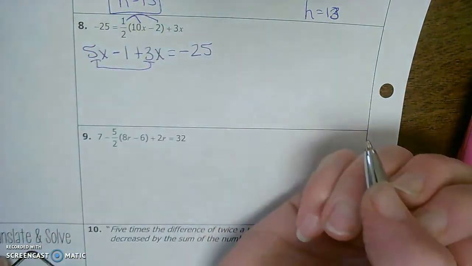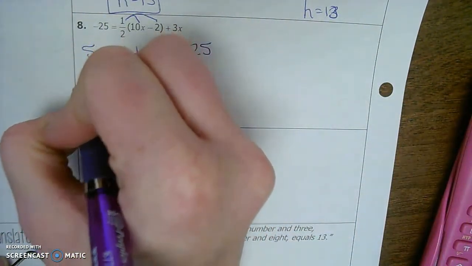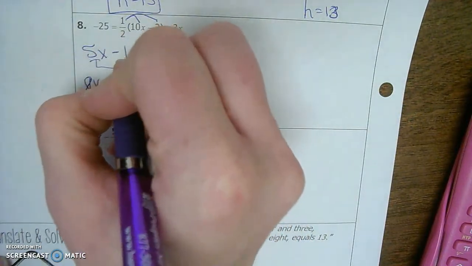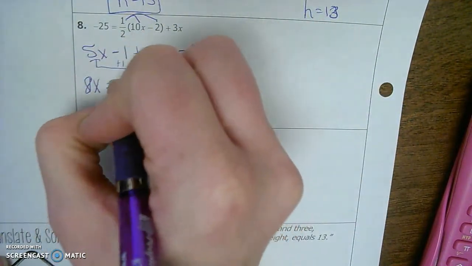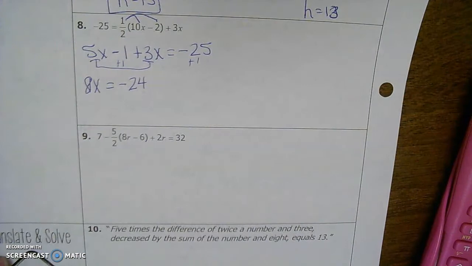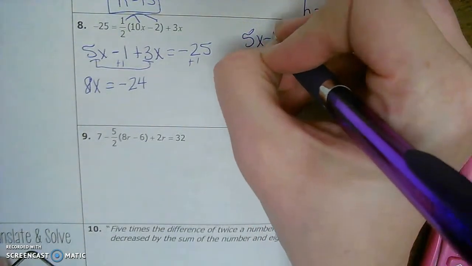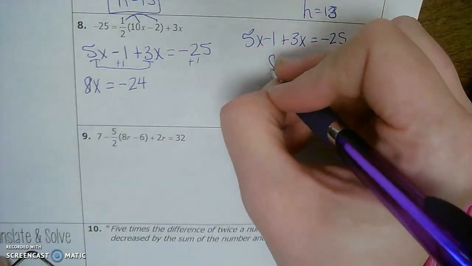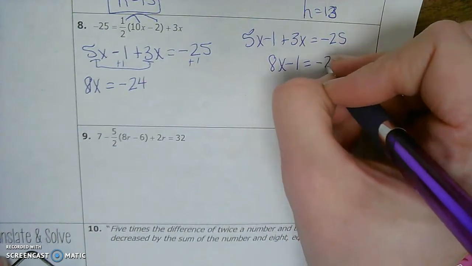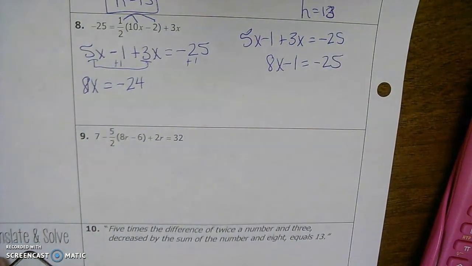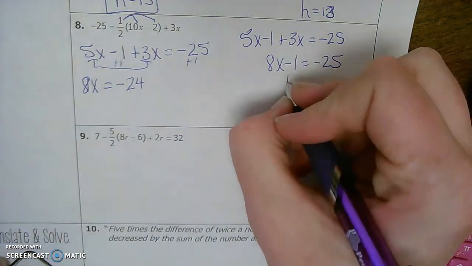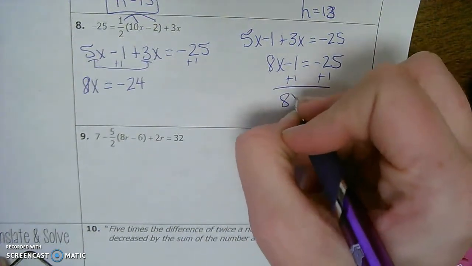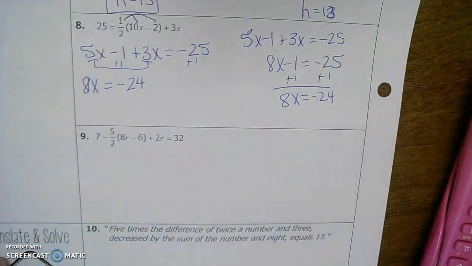Combine our like terms. 5x plus 3x is 8x. I can also add 1 if I want. So 8x equals negative 24. If you're not comfortable doing that, we would get 8x minus 1 equals negative 25. Then we would add 1 to get 8x equals negative 24.